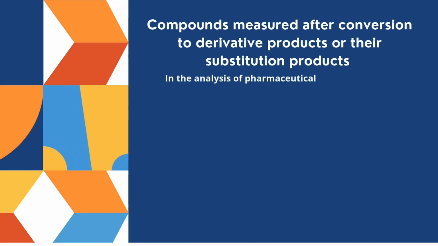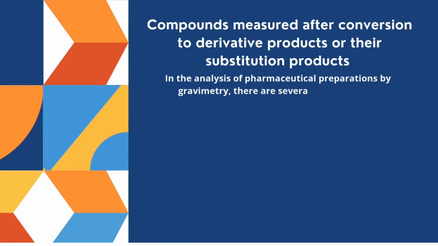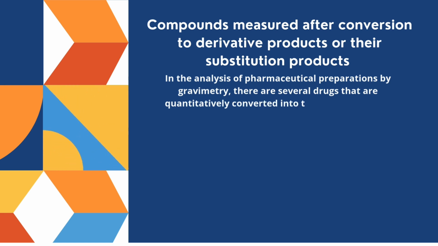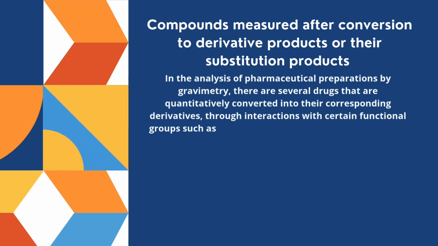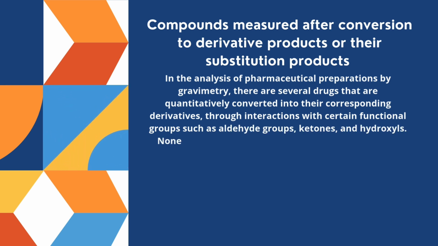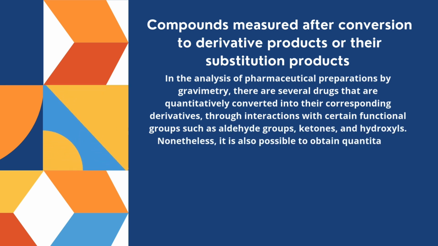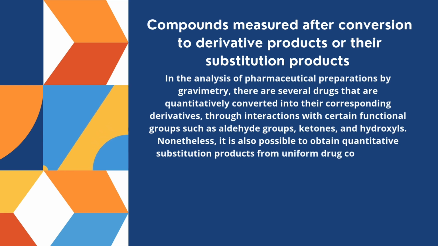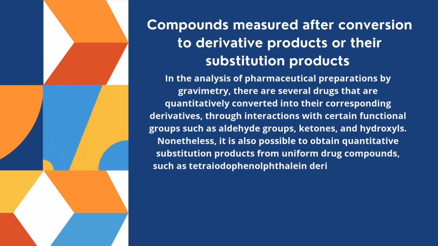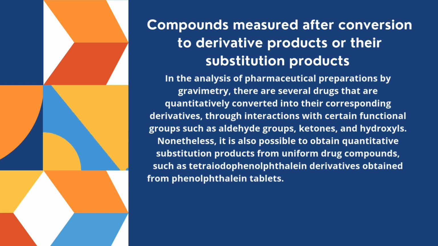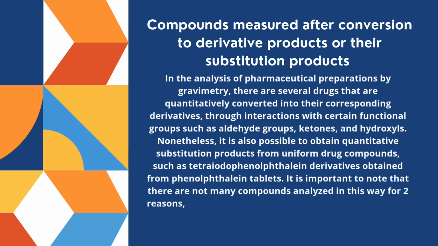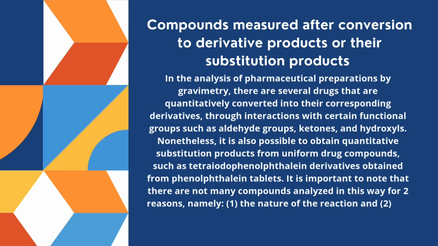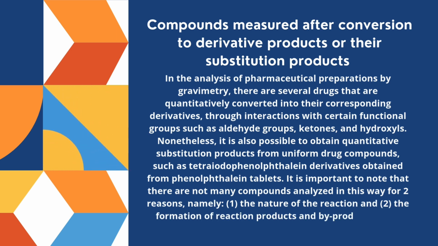Examples include determination of lactose levels in milk, salicylate in drug preparations, phenolphthalein in laxatives, nicotine in pesticides, cholesterol in grains. Compounds are measured after conversion to derivative products or their substitution products in the analysis of pharmaceutical preparations by gravimetry. There are several drugs that are quantitatively converted into their corresponding derivatives through interactions with certain functional groups such as aldehyde groups, ketones, and hydroxyls.